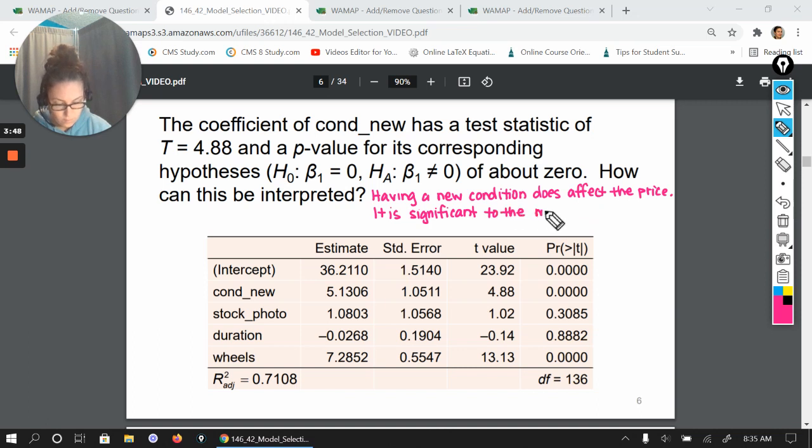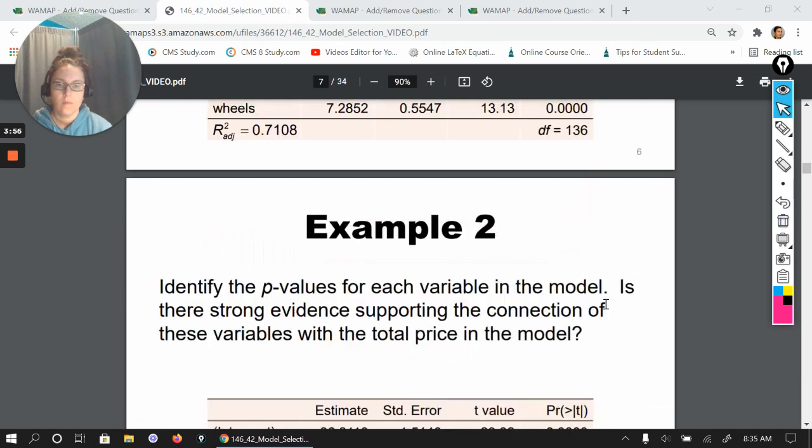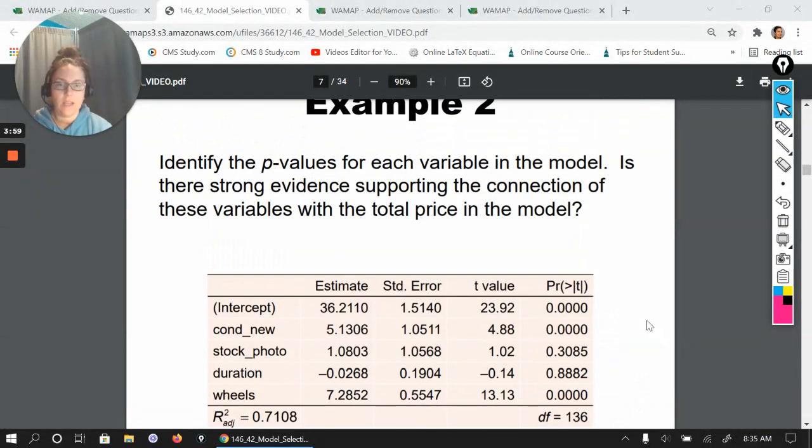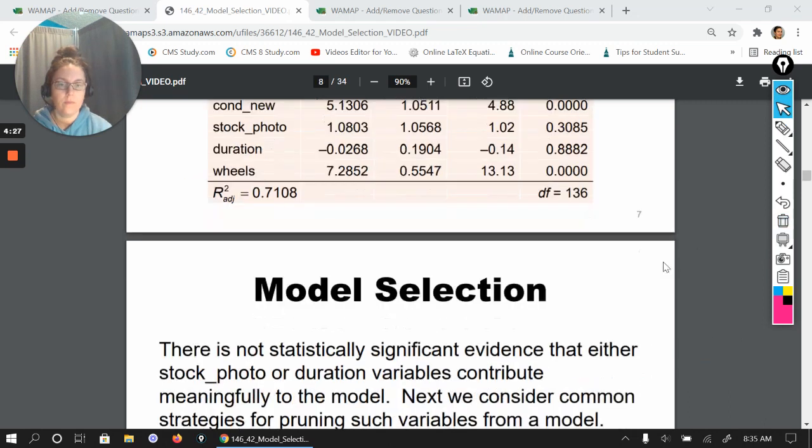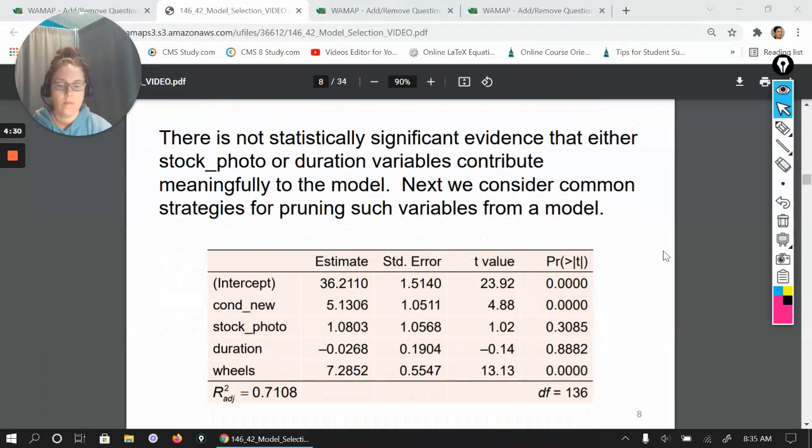Here's example 2. Identify the p-values for each variable in the model. Is there strong evidence supporting the connection of these variables with the total price of the model? Well, the p-values that are less than 0.05 are significant, and the ones that are greater than 0.05 are not significant. There is not statistically significant evidence that either stock photo or duration variables contribute meaningfully to the model.